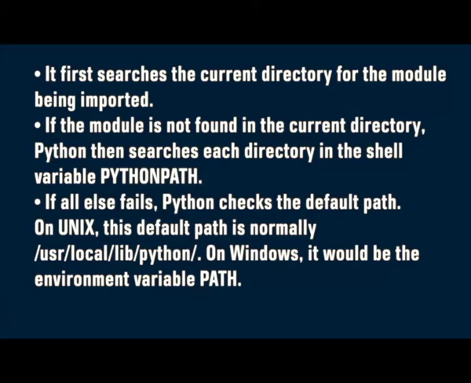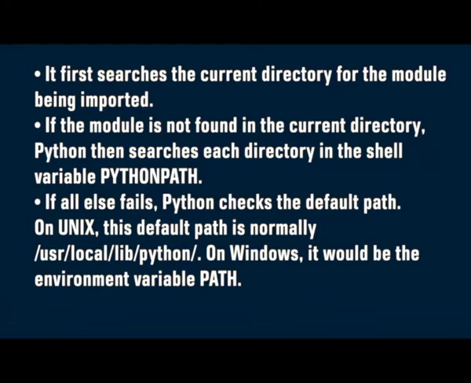Have you wondered how the Python interpreter locates the modules you specified in the import statement? Let us see that. When you import a module, the Python interpreter searches for the module in a sequence of steps. It first searches the current directory for the module being imported. If the module is not found in the current directory, Python then searches each directory in the shell variable called PYTHONPATH. If all else fails, Python checks the default path.